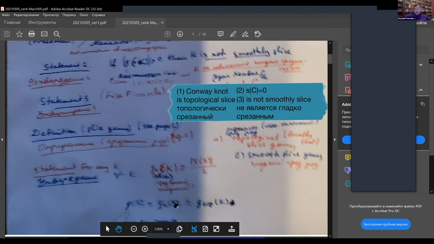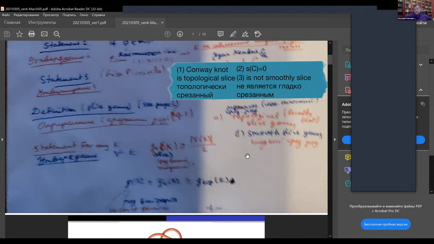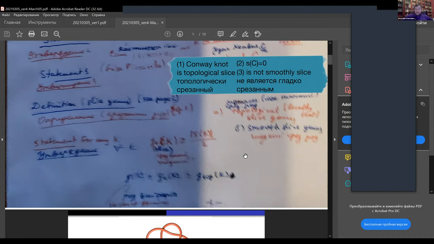So we have three types of genera in three space. These are Seifert genus. Of course, this is the maximal one. And also we have topological genus, and also we have slice genus. So all these three genera exist for each knot, and actually all these inequalities are strict.